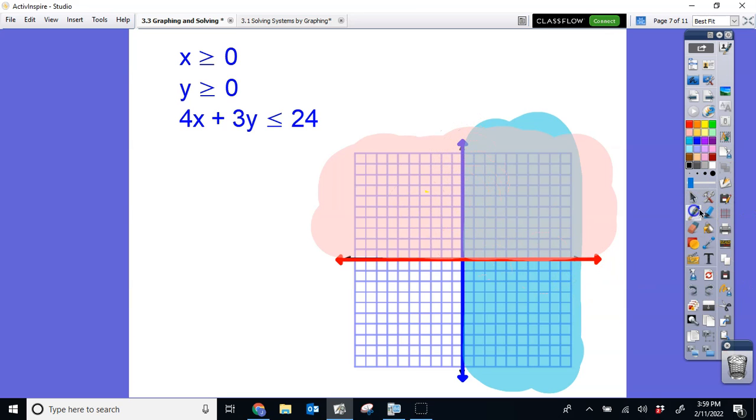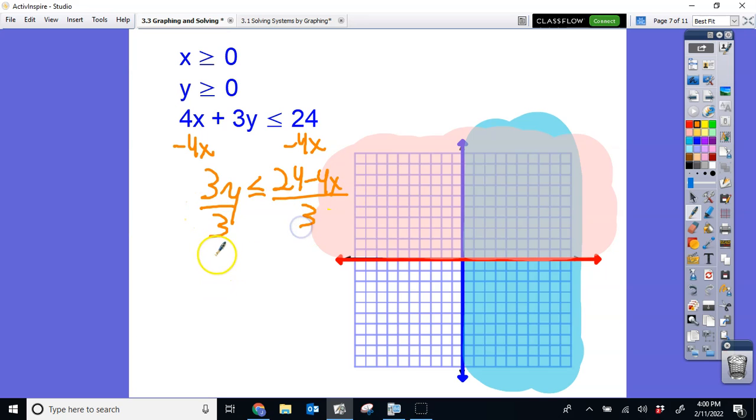But Mr. Harrison, there's one more. You're right. So let's take a look at it. 4x plus 3y is less than or equal to 24. Let me use the orange. It's a little bit easier to see. If I subtract 4x like we did with the linear equations, I end up with 24 minus 4x. Yes, you do have to watch out here when you divide with an inequality. But since I'm dividing by a positive 3, I'm okay.